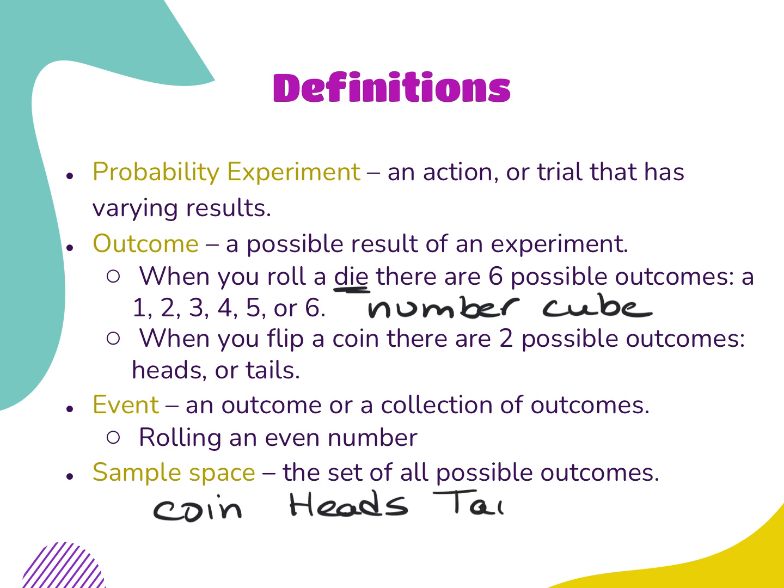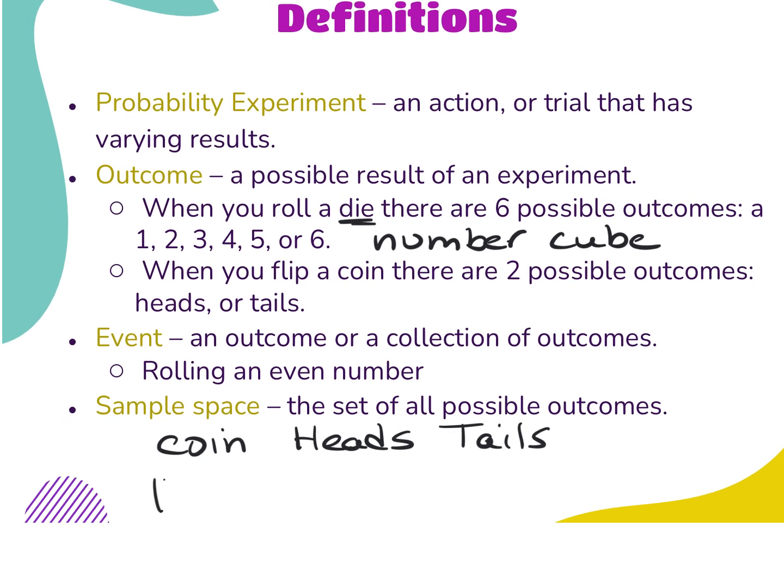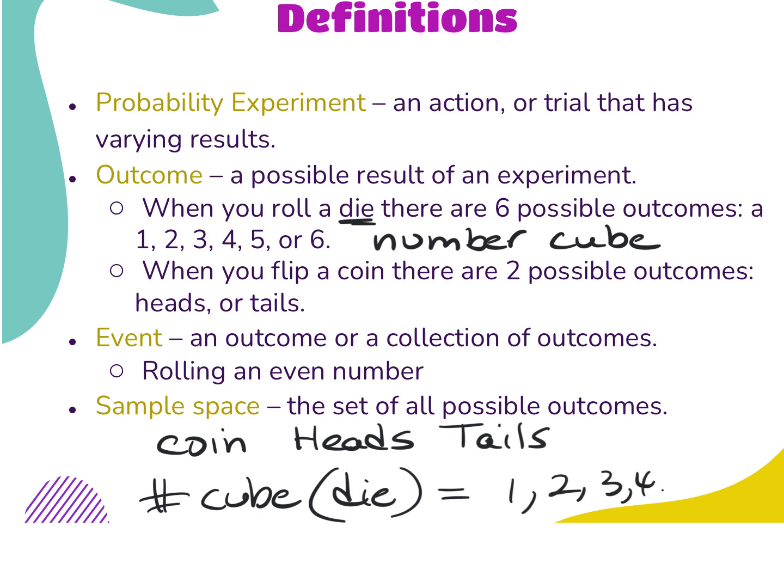When you roll the number cube or the die, its sample space would be the numbers 1, 2, 3, 4, 5, and 6. So the sample space is just a list of all the possible outcomes.